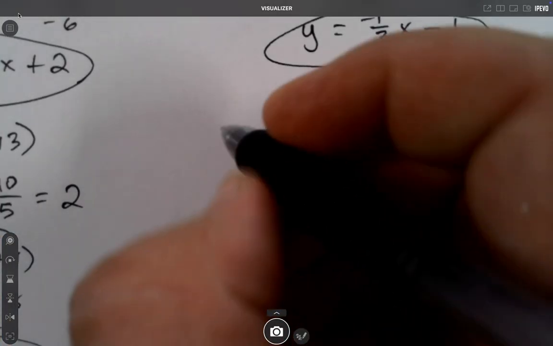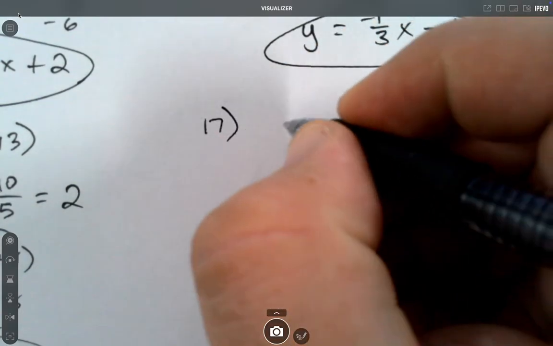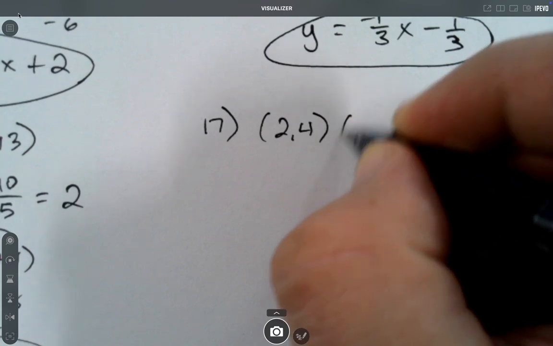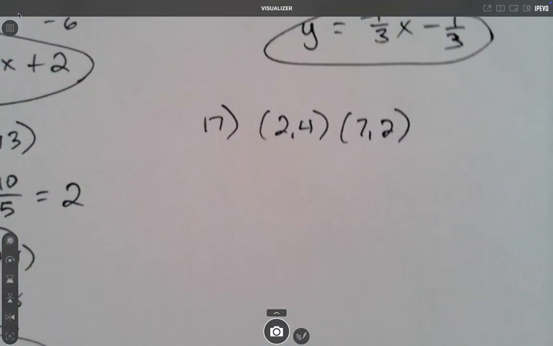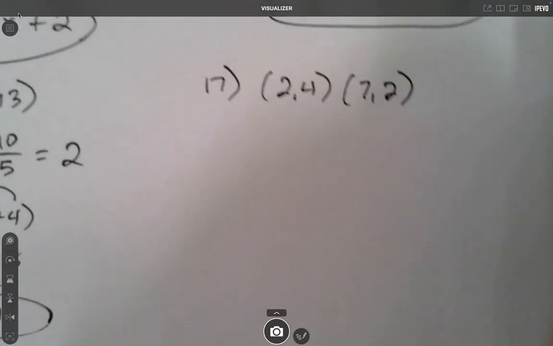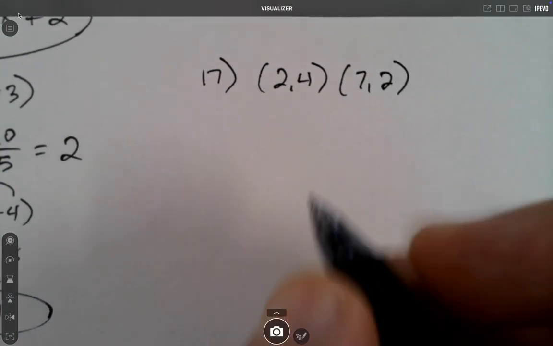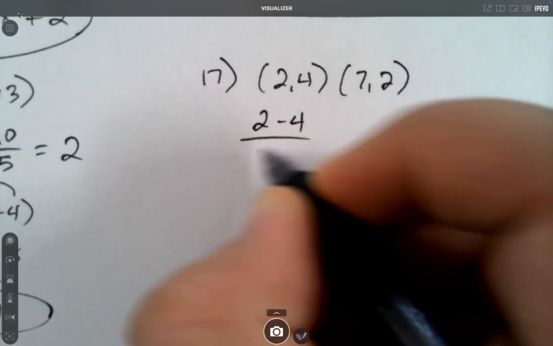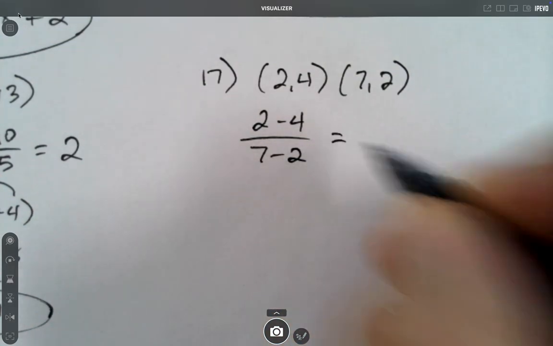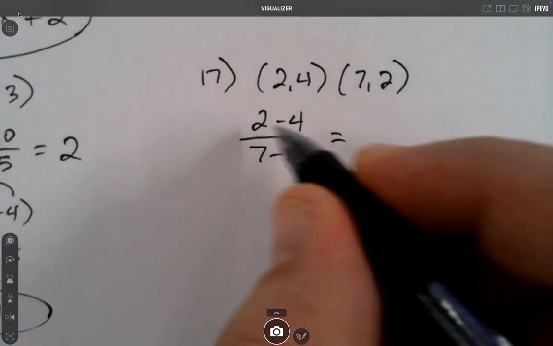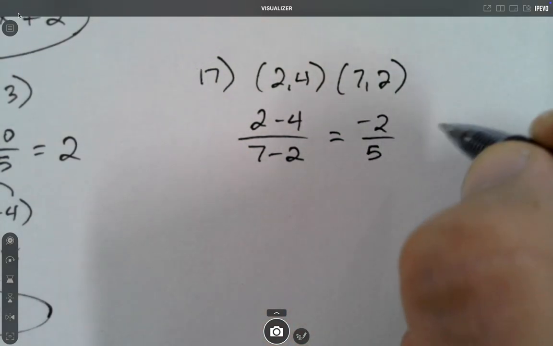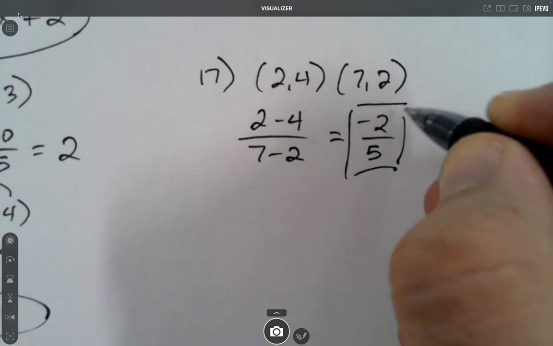And we'll follow that same series of steps in number 17. The 2 points they give us are (2, 4) and (7, 2). So because they did not give us the slope, we have to use these 2 points and the slope formula to find the slope. y2 minus y1 over x2 minus x1. 2 minus 4 is -2. 7 minus 2 is 5. So our slope is -2/5.